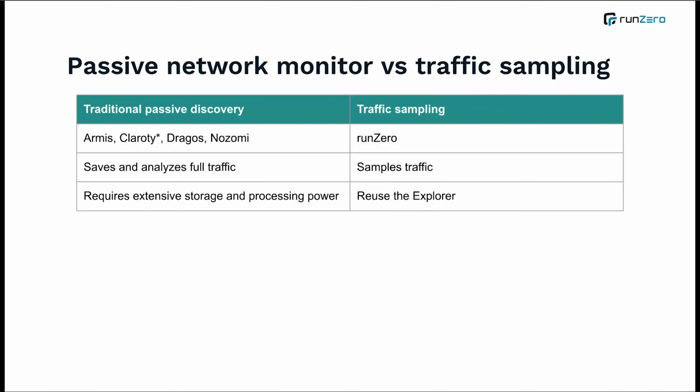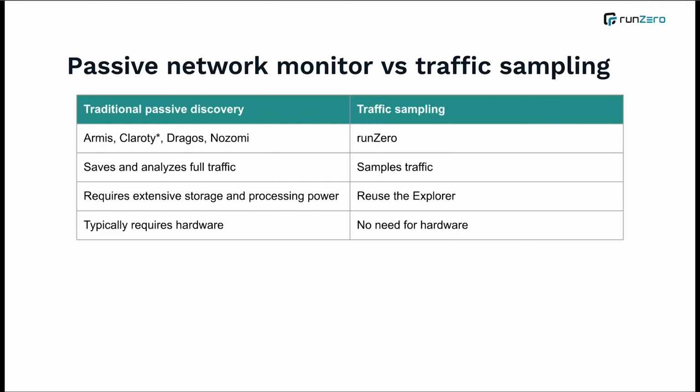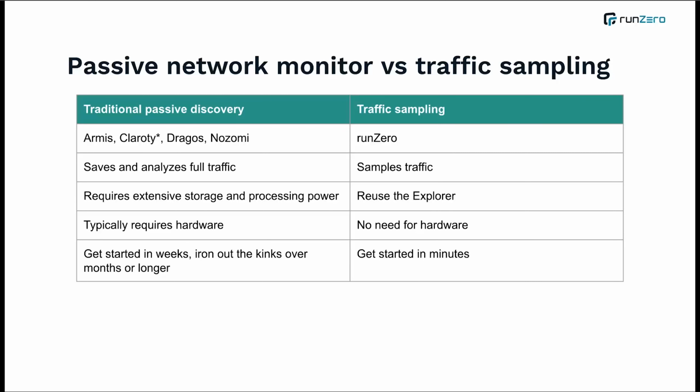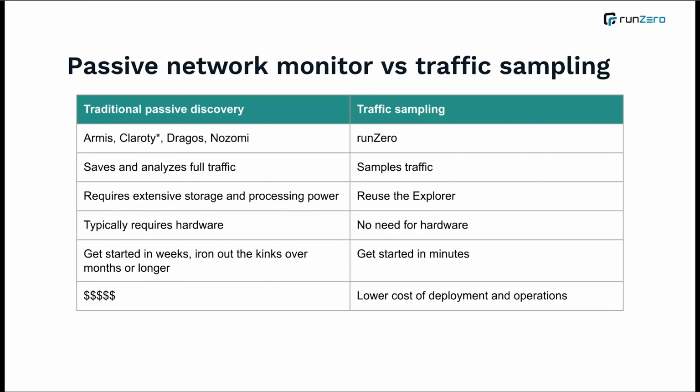Full traffic capture requires a lot of storage and a lot of compute power, and is really slow to produce inventory data, but we are different. Full traffic capture solutions, they're expensive to deploy and they're expensive to operate because they typically need hardware appliances or powerful virtual machines, and we are different. Traditional passive discovery solutions are notorious for their long time to value. There's a car manufacturer that told us that they bought more than 2 years ago, and they still have not completed the deployment of it. We are different. This row speaks for itself.